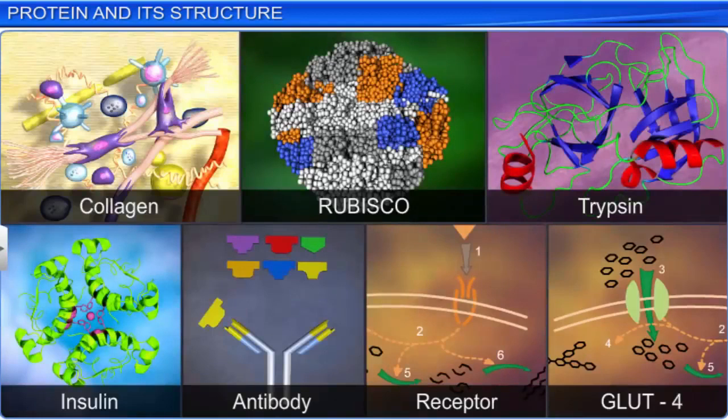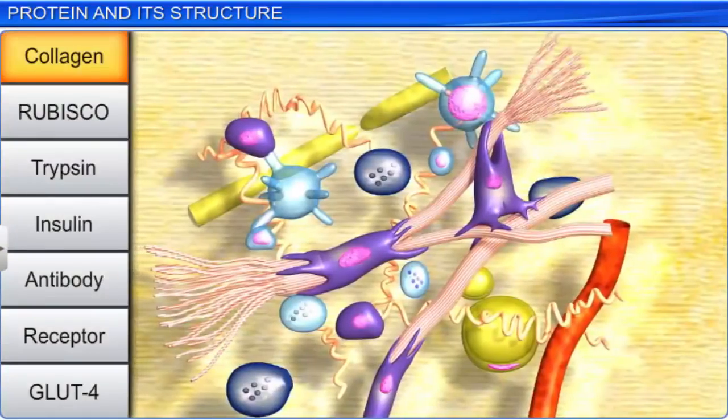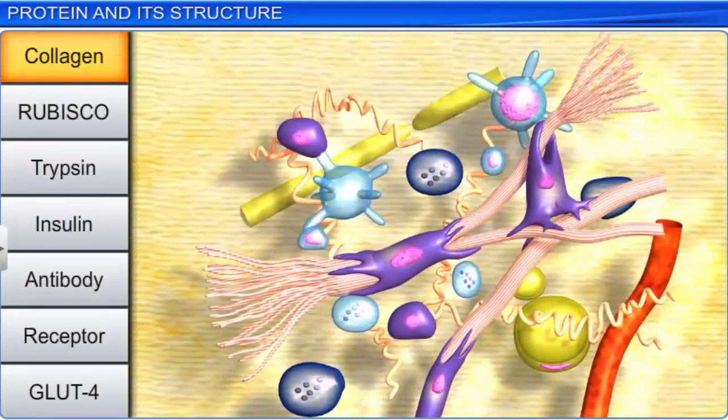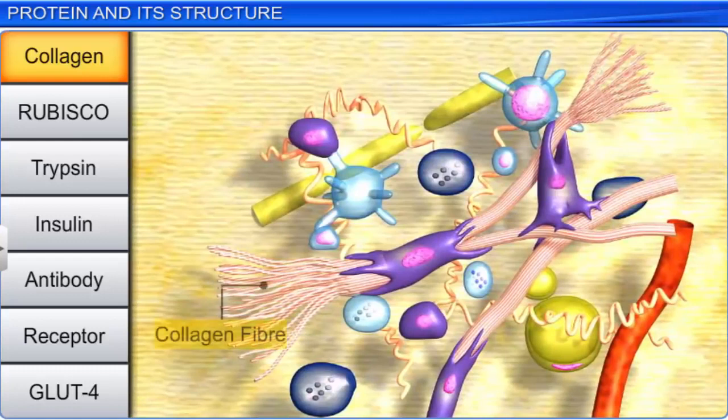Collagen is the most commonly occurring protein in the animal world. Collagen fiber is generally found in connective tissues and acts as an intercellular ground substance in the space between the cells.